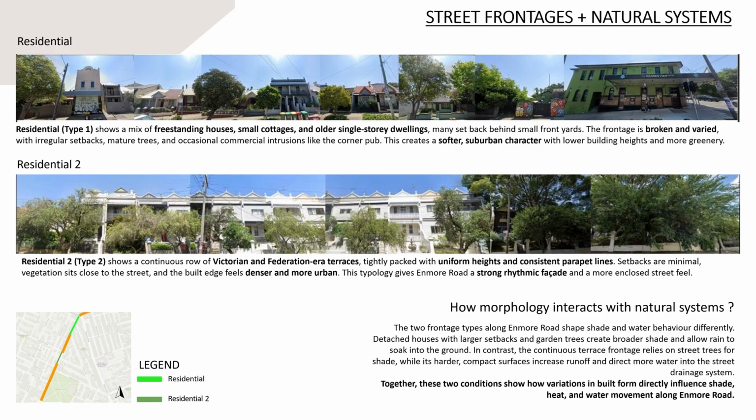Slide 8, Street frontages plus natural systems. 2 residential frontage types shape the street's environmental behavior. Type 1, with detached houses and garden setbacks, supports larger trees and better infiltration. Type 2, the continuous terrace row, depends heavily on street trees because built form takes up most of the ground plane. These differences influence shade, heat, and water movement. Together, they show how morphology interacts with natural systems such as drainage and canopy cover.